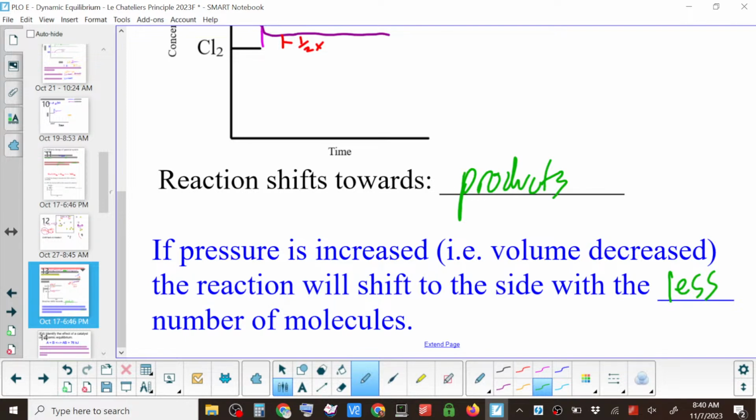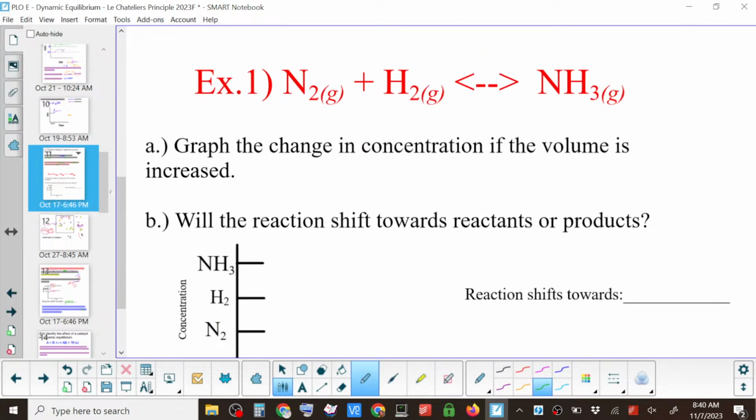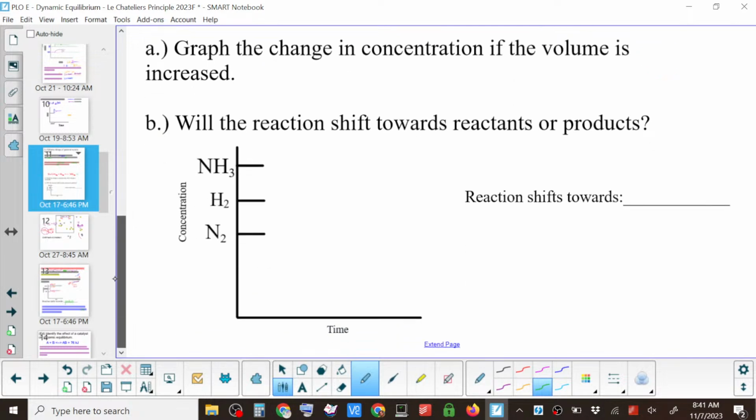Well, go back to this one, volume change of gases. Graph the change in concentration if the volume is increased. There's, however, one thing wrong with this reaction. What's wrong with this reaction? It's not balanced. So what do you have to do to this reaction before you do anything? Balance it. Giving out quizzes and tests sometimes, the students are like, but it wasn't balanced. I'm like, yeah, you're supposed to do that. Sometimes it doesn't tell you. Always check. Balance it. Graph it.